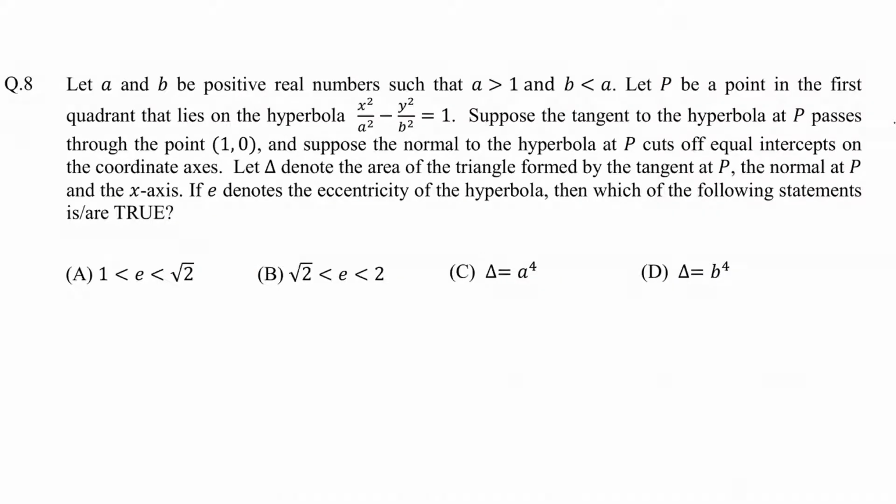So the question typically talks about a standard hyperbola x squared upon a squared minus y squared upon b squared equal to 1, for which we are drawing a tangent and normal at the point P, right? And it is given that the tangent passes through the point (1, 0) and the normal is going to cut equal intercepts. So now we know the property: if any line cuts equal intercepts, the slope has to be -1.